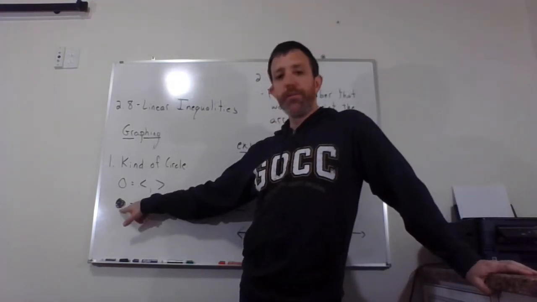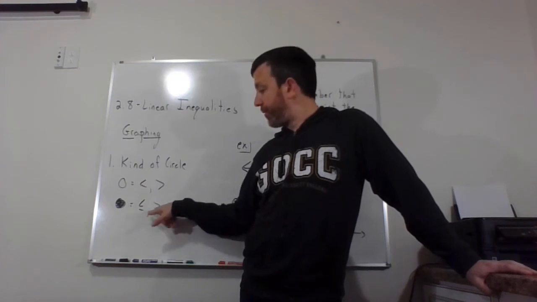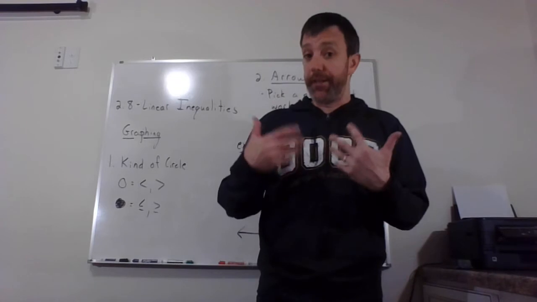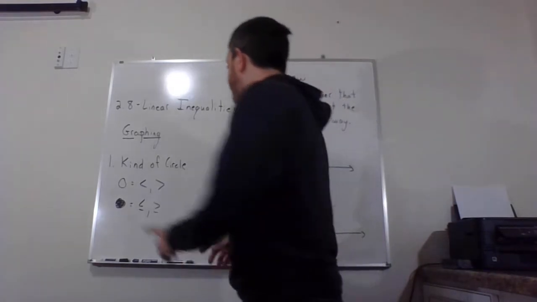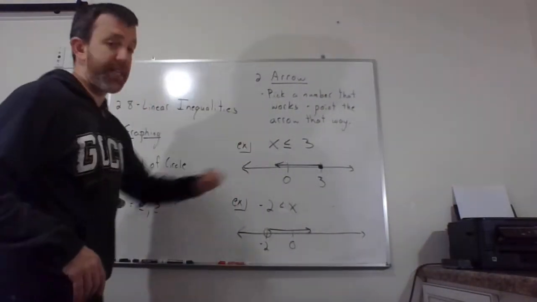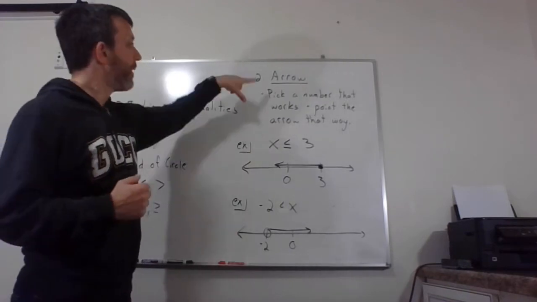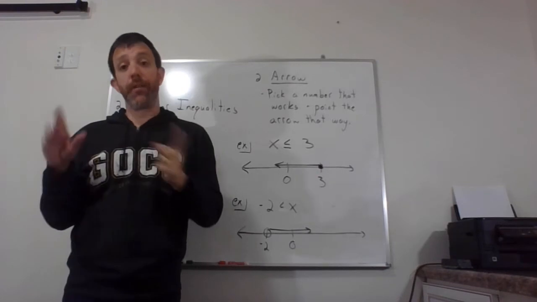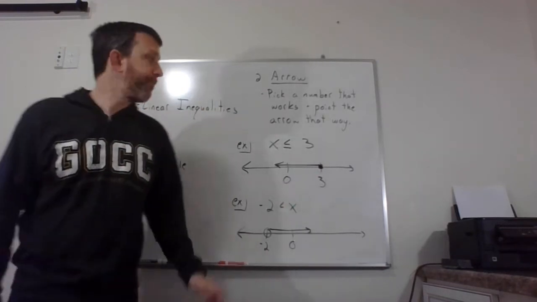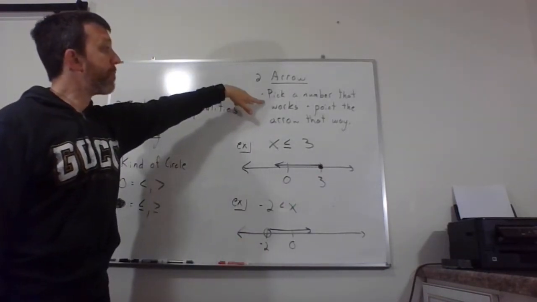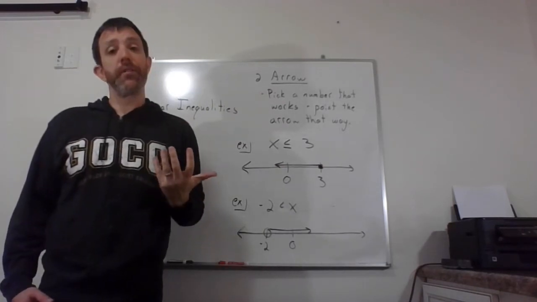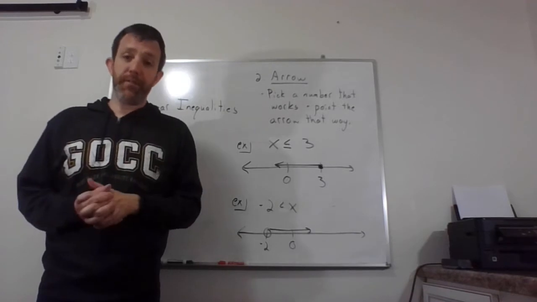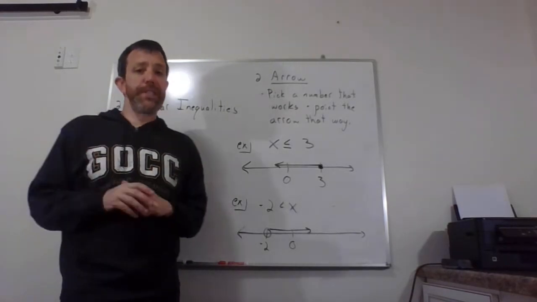Or we can use a closed circle if we have a less than or equal to or greater than or equal to sign, because now the number actually gets included. All right, so that's the kinds of circles, and again, I have some examples here. We'll get to those in just a second. And then the arrow. We need to figure out which direction the arrow is going to point. Okay, does it go left or does it go right? Now, to do that, we can pick any number that works, that makes the statement true, and just send the arrow in that direction. So here are two examples.